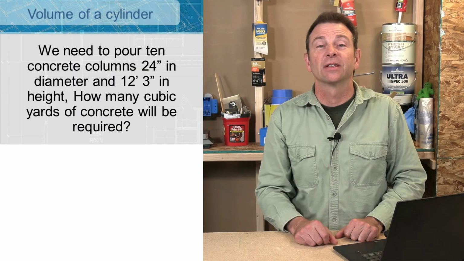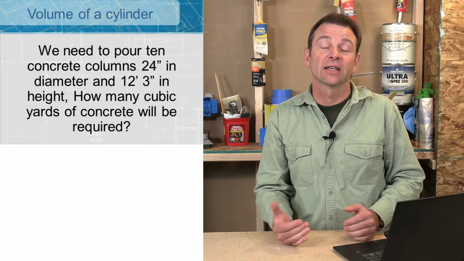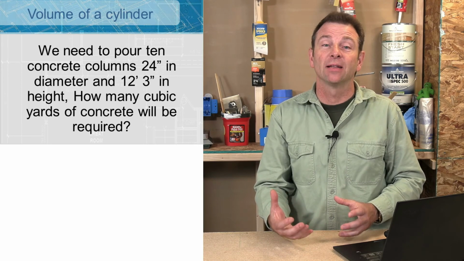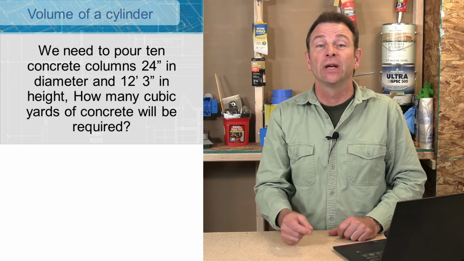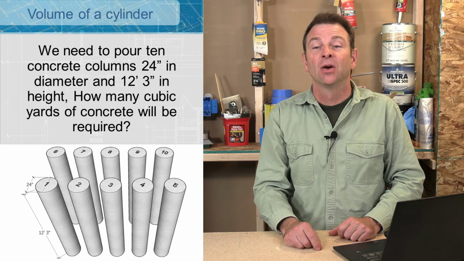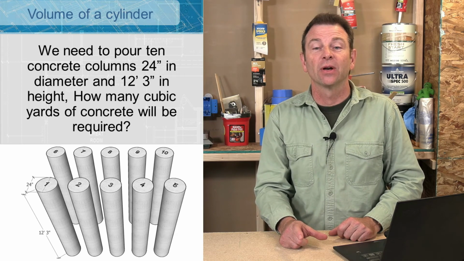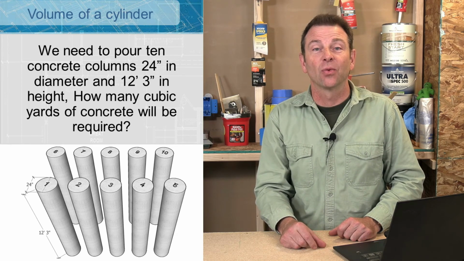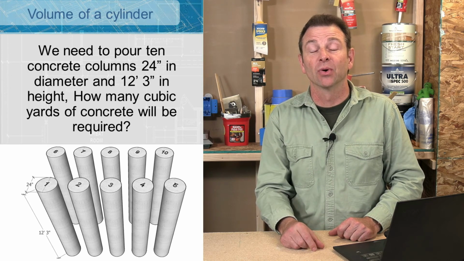We can also calculate the volume of a cylinder. We use a lot of cylinders in construction. This would be a typical column or a pier or a piling in a foundation. I'll read the word problem and then we'll set it up and then we'll solve it. We need to pour 10 concrete columns with a diameter of 24 inches and a height of 12 feet 3 inches. How many cubic yards of concrete will be required?